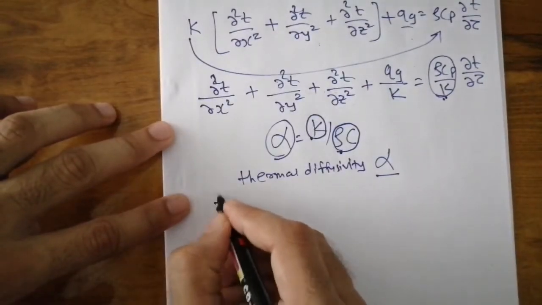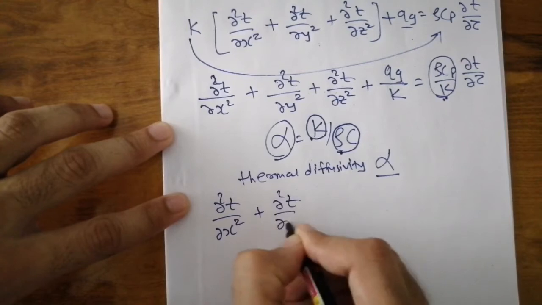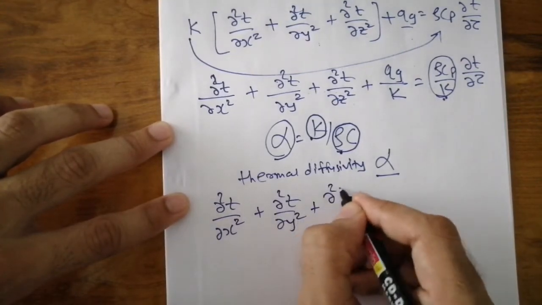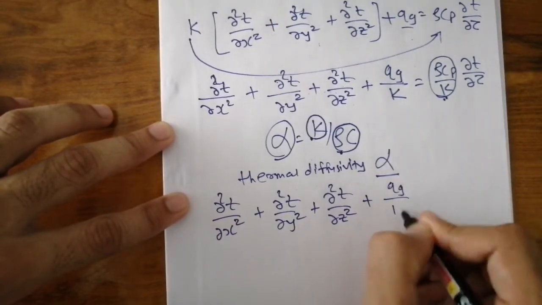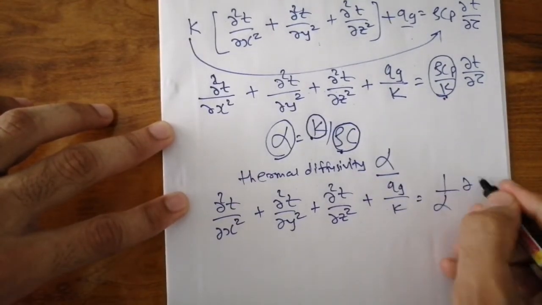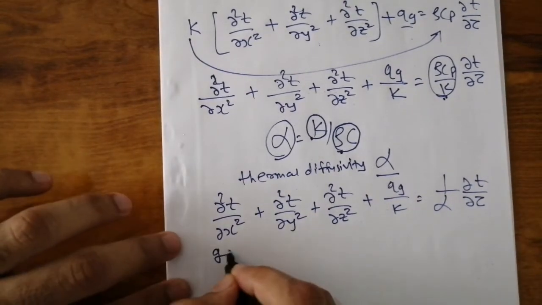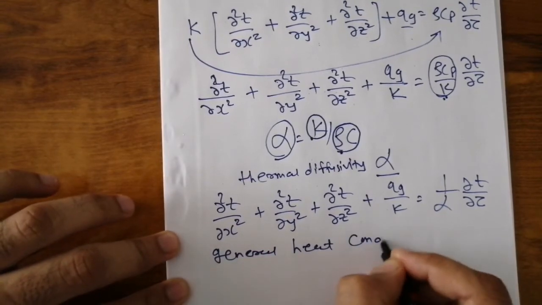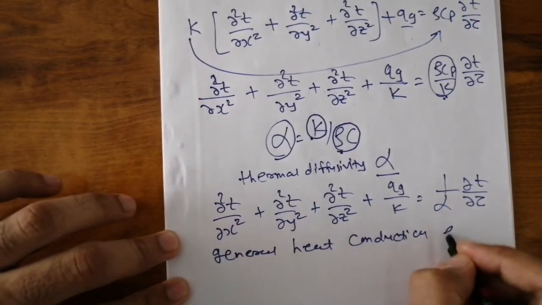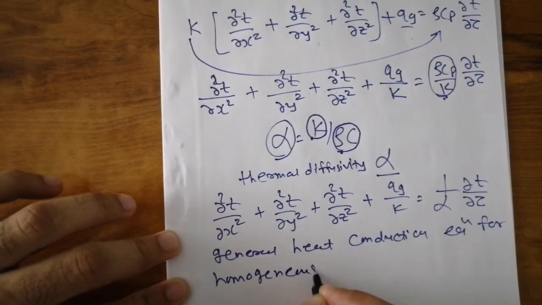So the equation is del square T by del x square plus del square T by del y square plus del square T by del z square plus qg by k is equal to 1 upon alpha del T by del tau. It is the general heat conduction equation for homogeneous material.